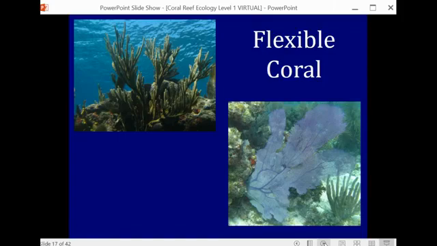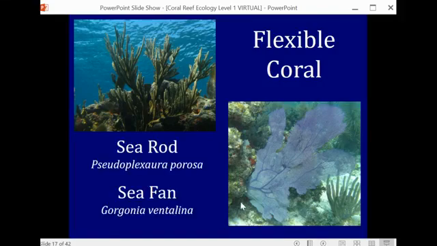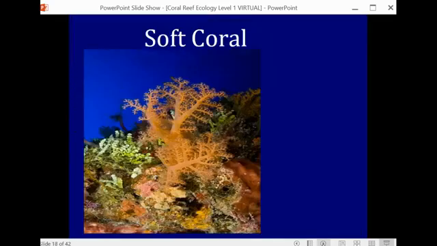Okay, our 3 types of corals: stony coral, talked about those, the reef building coral; flexible coral, like you see here; sea rods up top, sea fans down below. Flexible corals are the ones oftentimes people confuse with plants. They kind of look more like plants than animals, but they're corals, which means they are animals, just slowly moving back and forth in the current. Up top is a sea rod, sea fans. We have lots of beautiful sea fans in our reefs here in the Florida Keys, which is awesome.